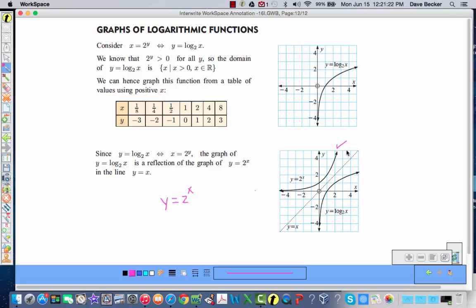And recall that the graph of the inverse of a function is reflected in the line y equals x, right? Now, again, the inverse of y equals 2 to the x is x equals 2 to the y. So that is another way to think about what the graph of y equals log base 2 of x is, because again, it's equivalent to x equals 2 to the y. Again, that's just another way that you can think of the graph of a logarithmic function.